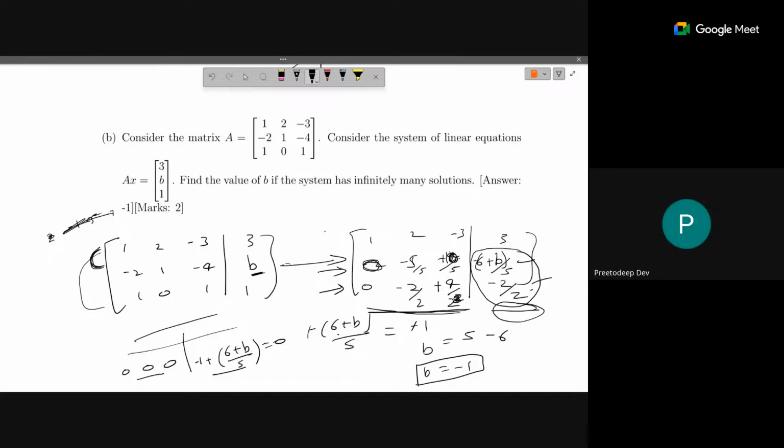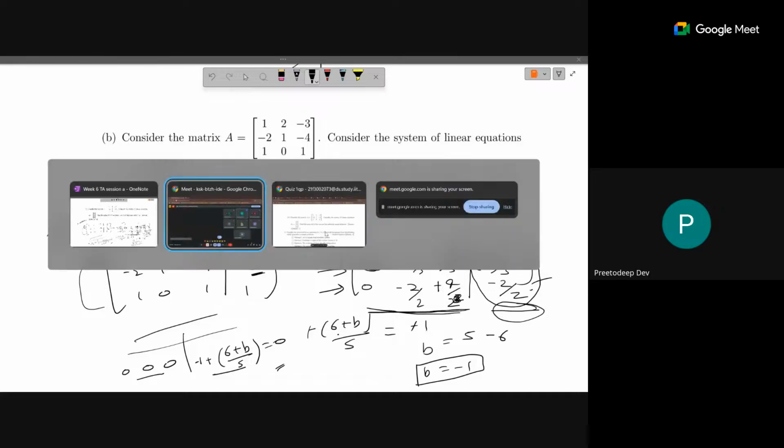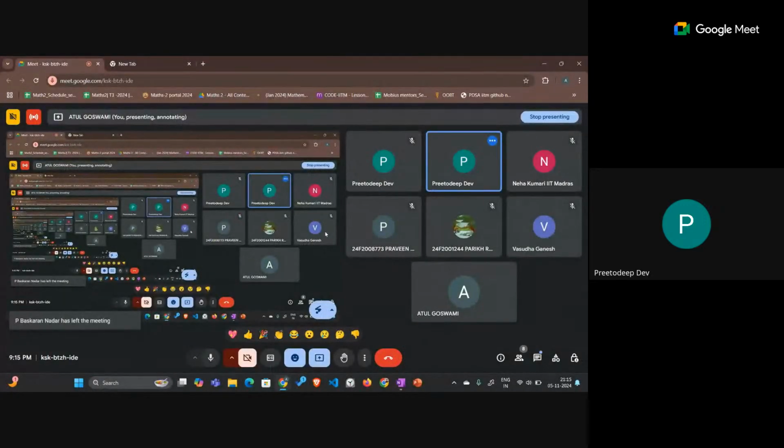Okay, and then I think this is the mistake I made here. I got minus 1 plus 6 plus b by 5. I think this is what I got in the exam, but for some reason I was getting 4 there. I understand the mistake I made. But if you put a 4, you don't get a 0, so that equation itself is wrong. I understood my mistake. Thanks.